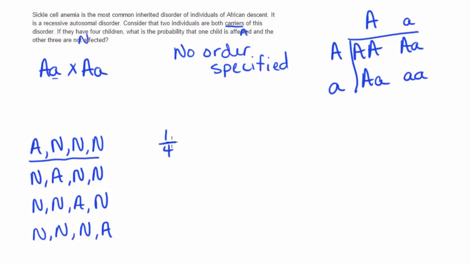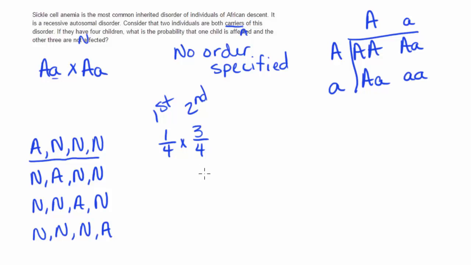Then I want to know for this second child, which is an independent event, what's the probability that it will be not affected? So same parents, same cross, we can use this Punnett square here. So in this case, notice that 3 out of the 4 boxes are not affected. So for my second child, I'm going to write it here. The first one was 1/4. The second child is going to be 3/4.